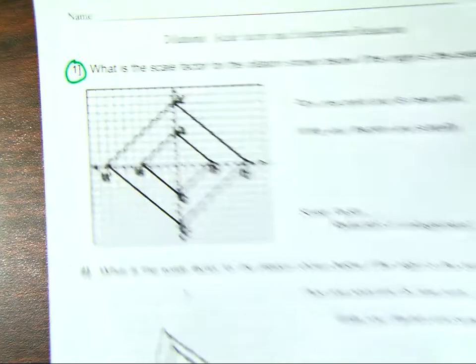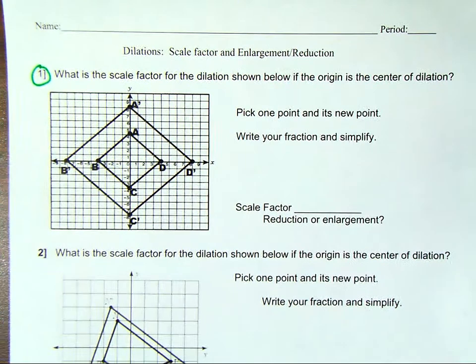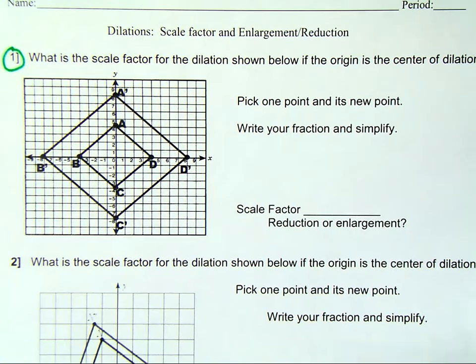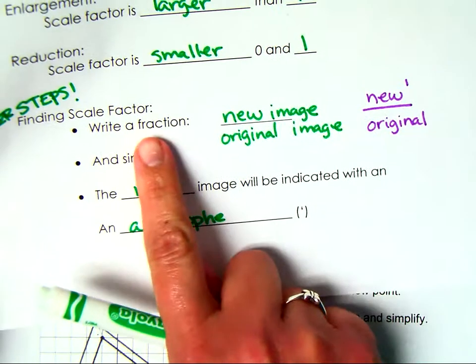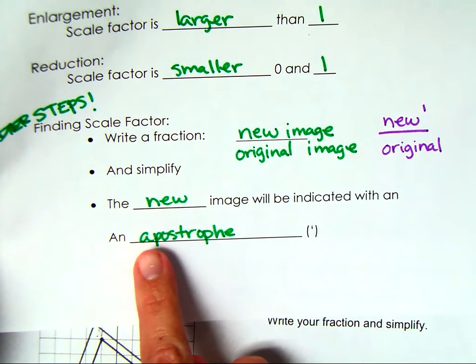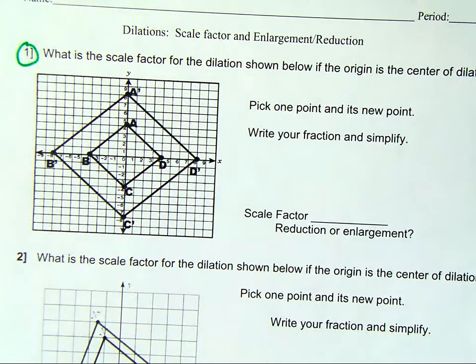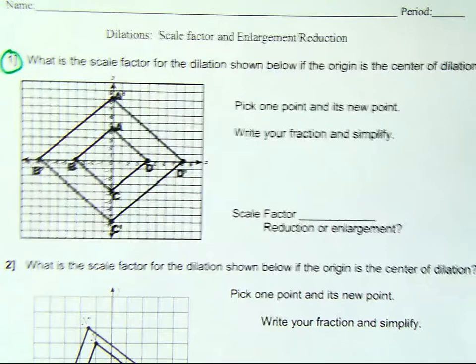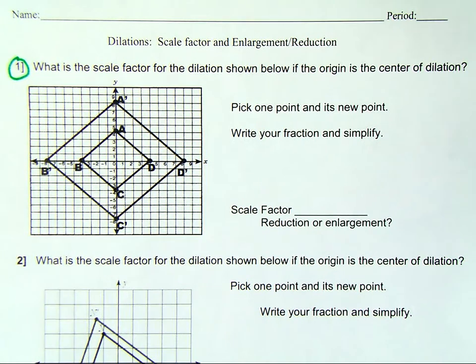So if you have some pictures and we have our steps right here, we're first going to write a fraction. We're going to simplify, and then that new image is indicated with that apostrophe. So sometimes they're going to tell you the scale factor, but I'm going to show you what to do when you need to figure the scale factor out.